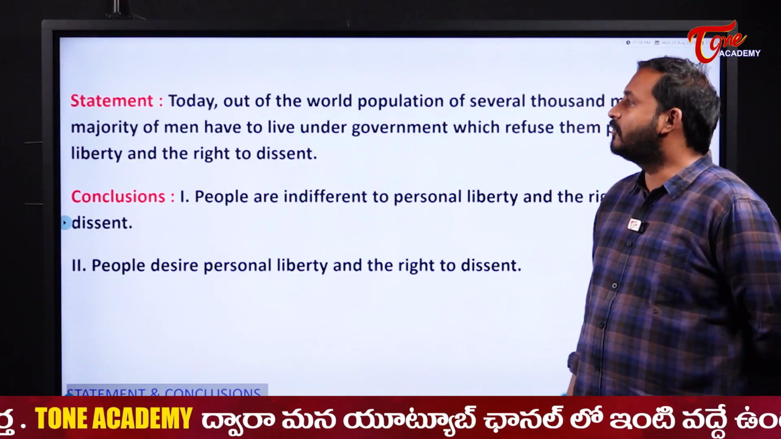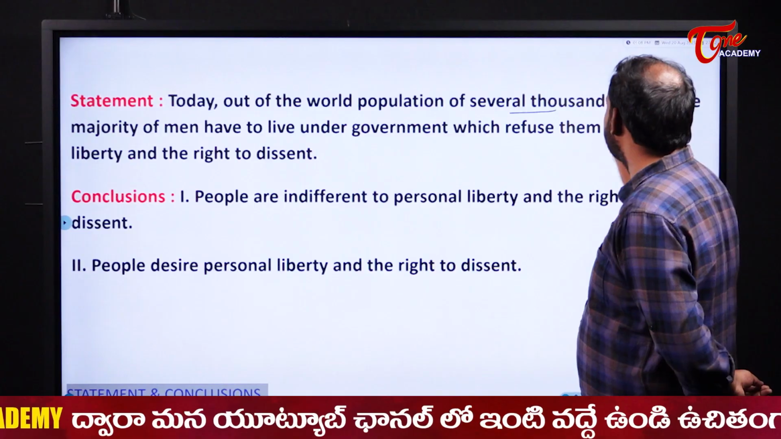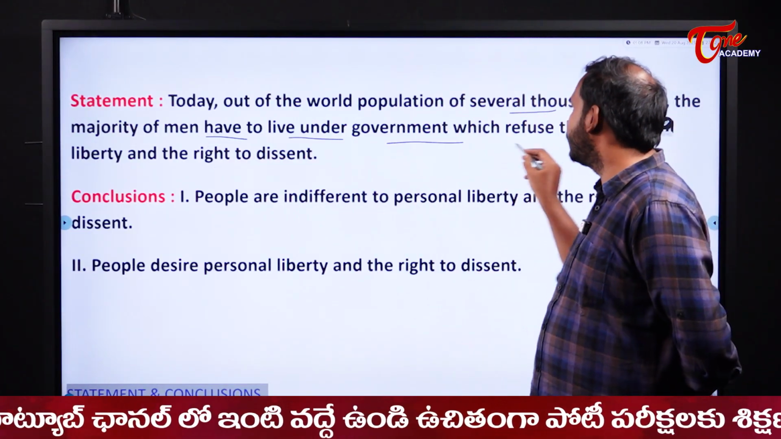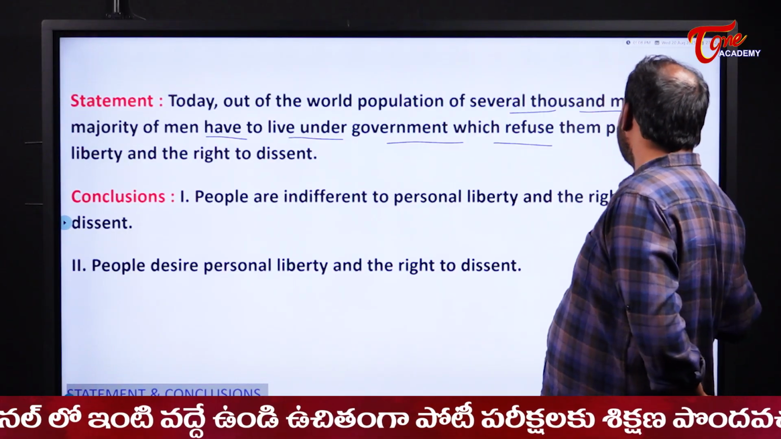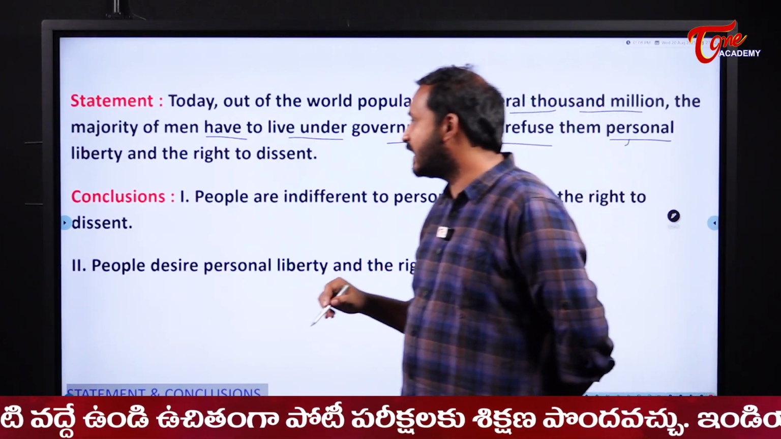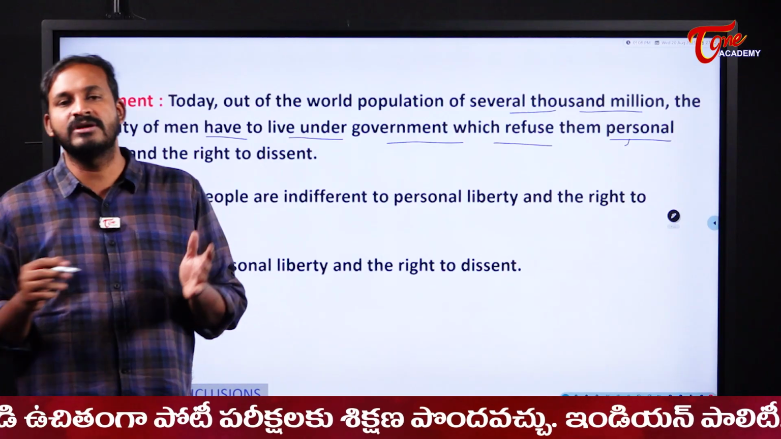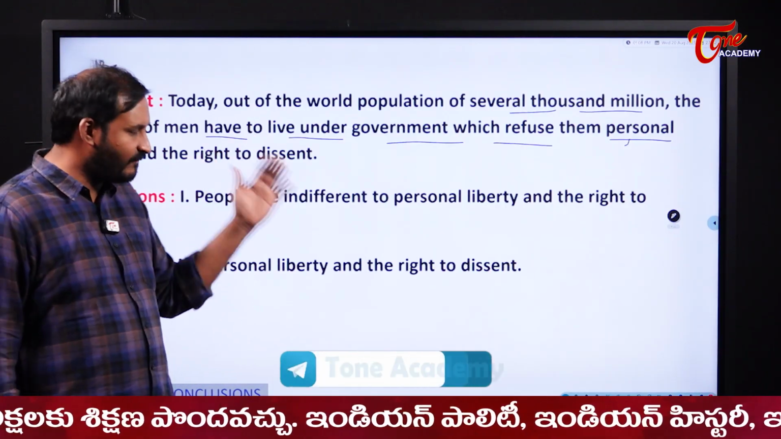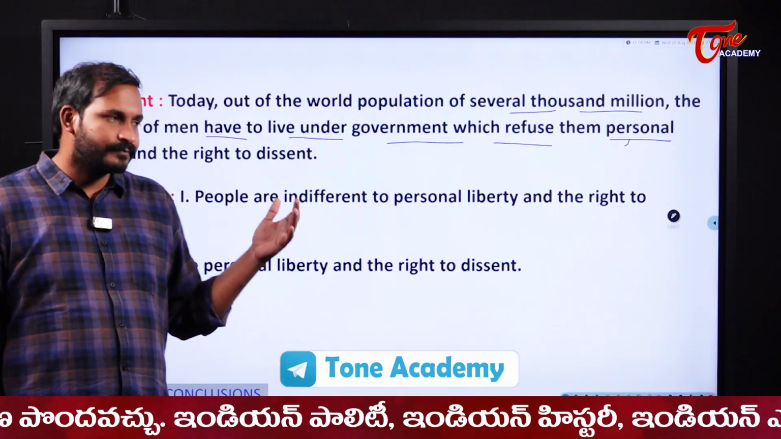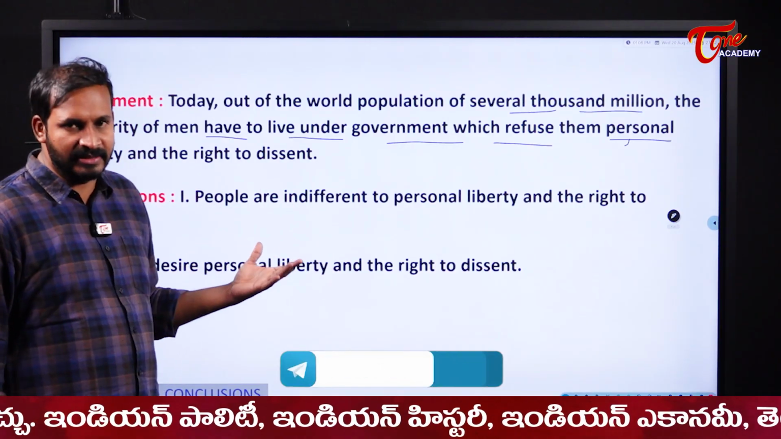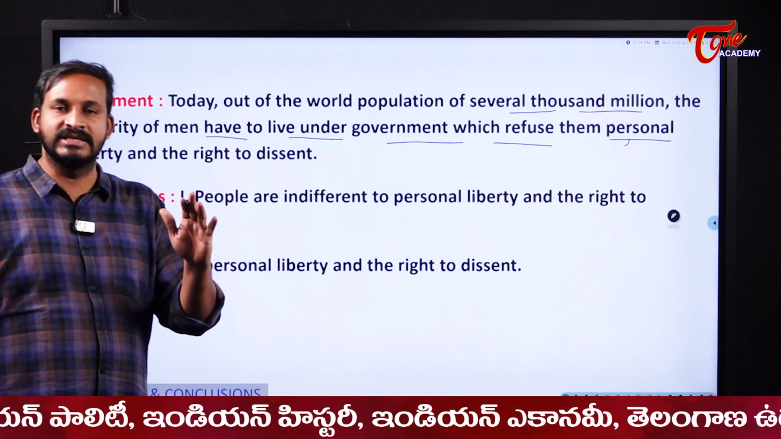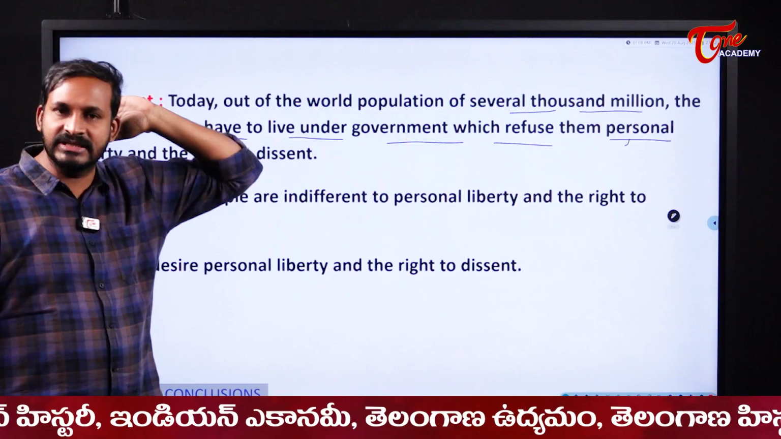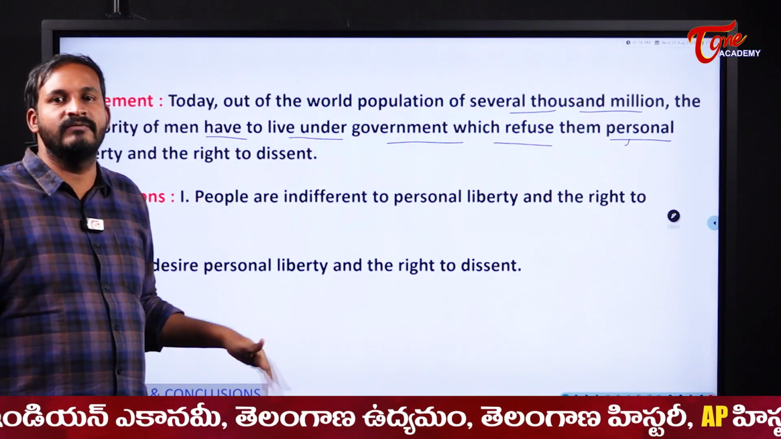Next one. Today, out of the world population of several thousand millions, the majority of men have to live under governments which refuse them personal liberty and the right to dissent. So the majority of the people are living under governments where they are refused personal liberty. That is the thing they mentioned in the statement. Whether that is a positive statement or negative statement, we should always consider it as true, and based on that only we need to solve.